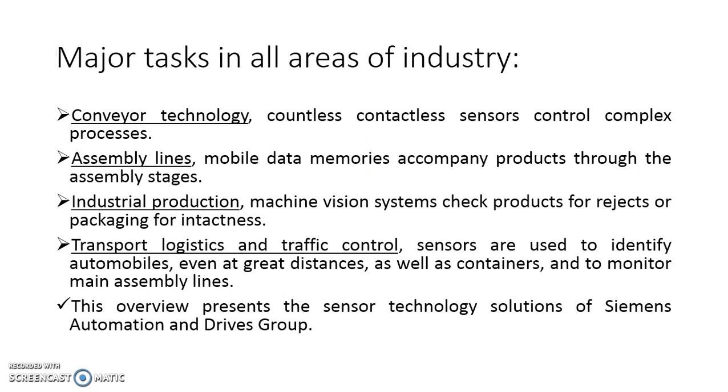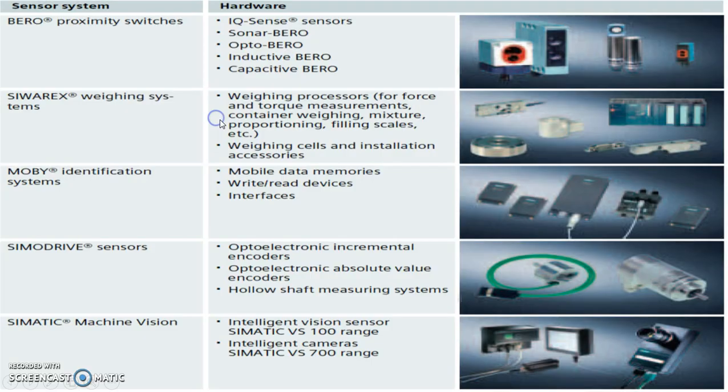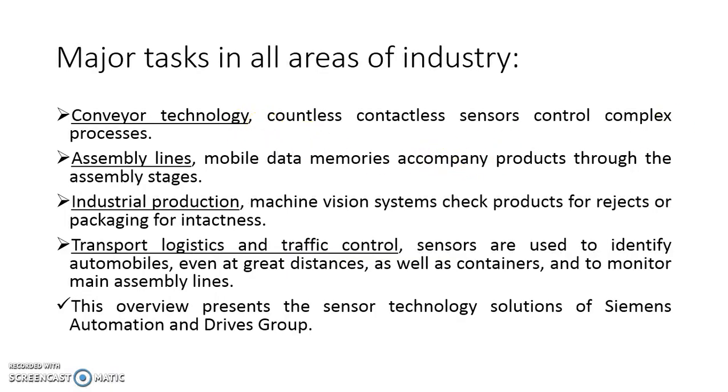And these tasks we can classify according to the different industries and different types of technologies. In conveyor technologies, countless contactless sensors control complex processes. In the assembly line, the mobile data memories accompany products through the assembly stages. In industrial production, machine vision systems also play an important role, checking the product and its suitability, whether it should be allowed or rejected for packaging or not.